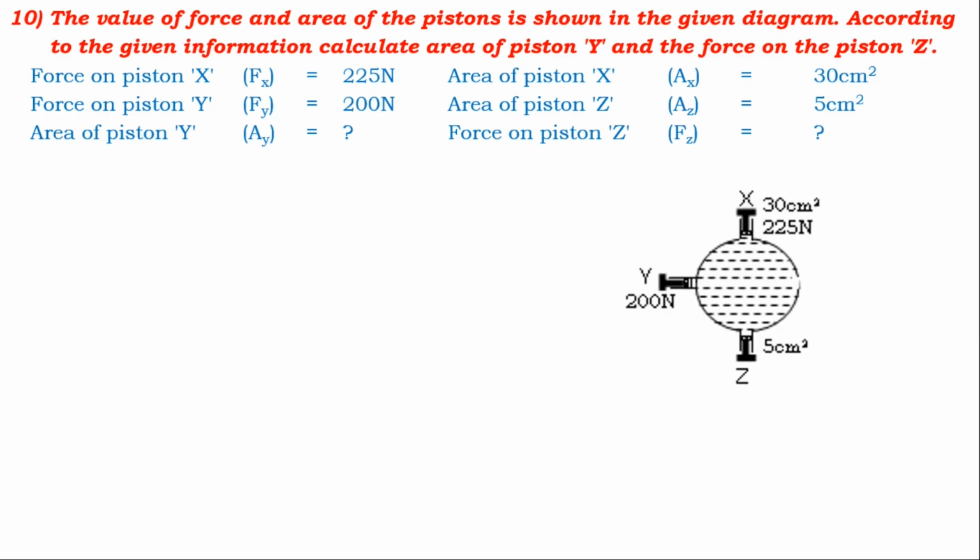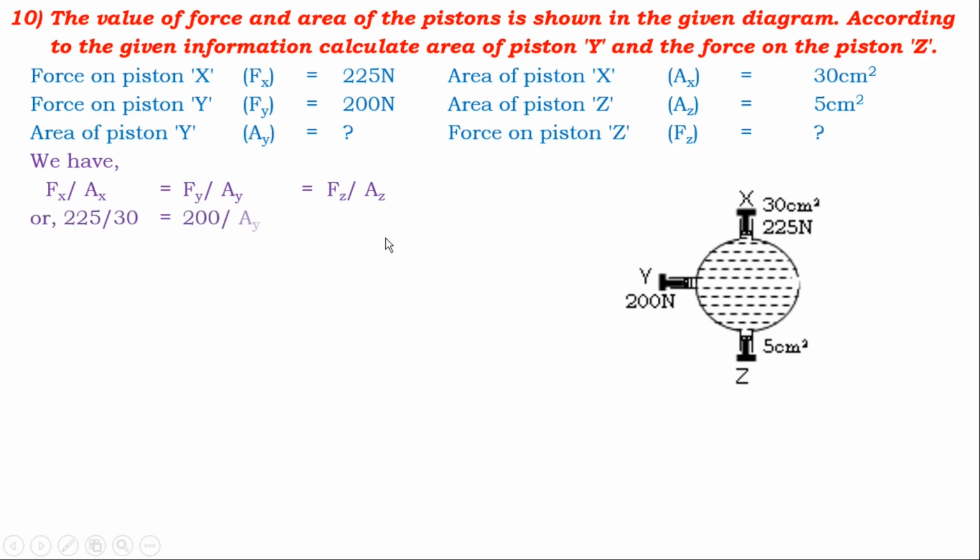Now, how can we get the answer? It's very simple. We have Fx by Ax equal to Fy by Ay, and this is equal to Fz by Az. Why are we writing so? Because pressure on X is equal to pressure on Y and pressure on Z according to Pascal's law. Because when we apply certain force at this point, then the pressure exerted at this piston transmits to Y also and Z also. That's why pressure on X is equal to pressure on Y, and pressure on Y is equal to pressure on Z.